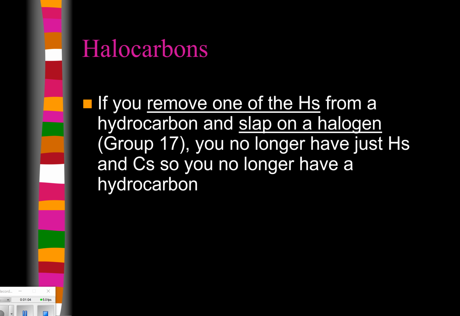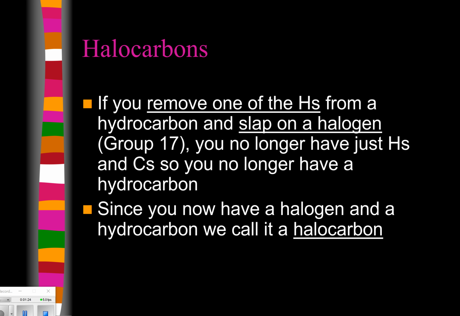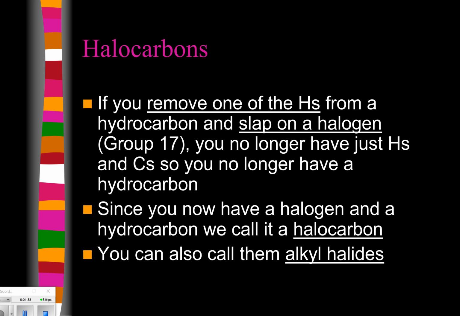For example, a halocarbon. If we remove an H from a hydrocarbon, we have an open spot on a carbon that carbon would like to satisfy and bond with something else. So if we put on a halogen or a group 17 element, we no longer have just hydrogens bonded to our carbons, so we no longer have a hydrocarbon. What we have now, since we put a halogen onto that chain, is what we call a halocarbon, otherwise known as alkyl halides. And this is the way that you will hear me refer to them mostly, as alkyl halides.